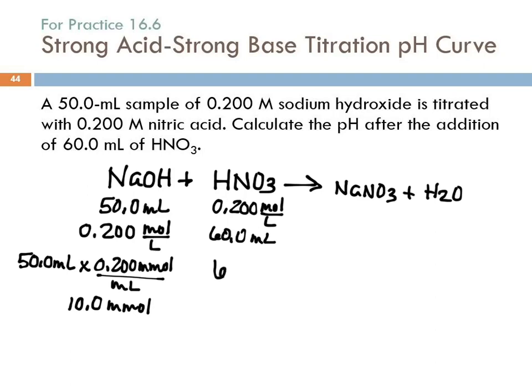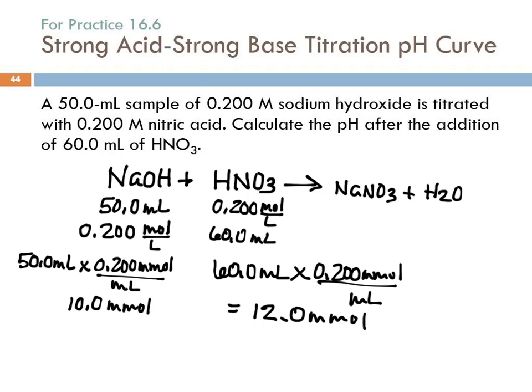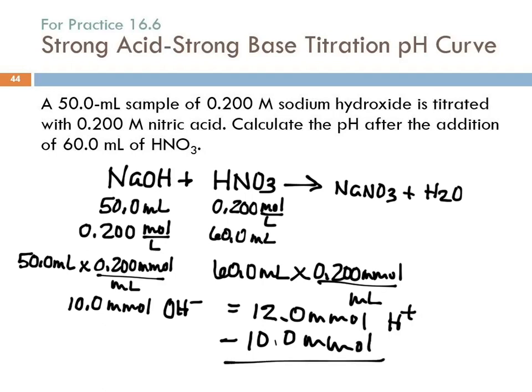And then over here, I've got 60 milliliters times 0.200 millimoles per milliliter. So 60 times 0.2 is 12, 12.0 millimoles. So I've got that much acid, and I've got this much base. They're going to react, right? Which is there more of? There's more acid. So after this reacts, what am I left with? 2 millimoles. I'm left with 2 millimoles of H+.